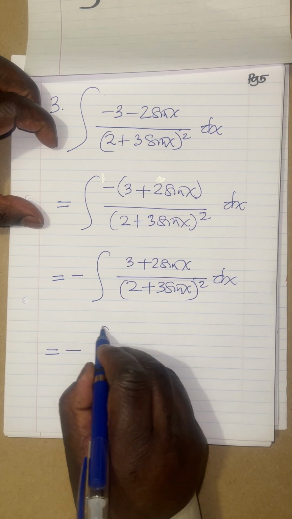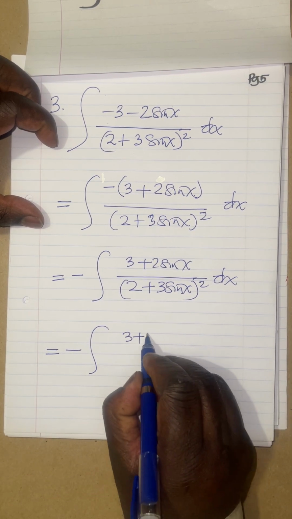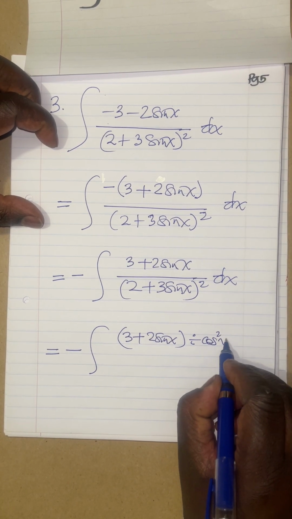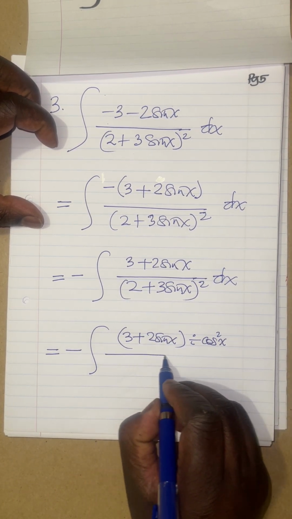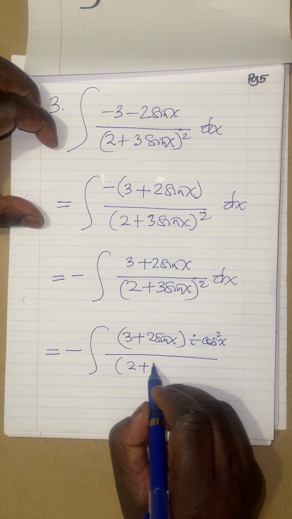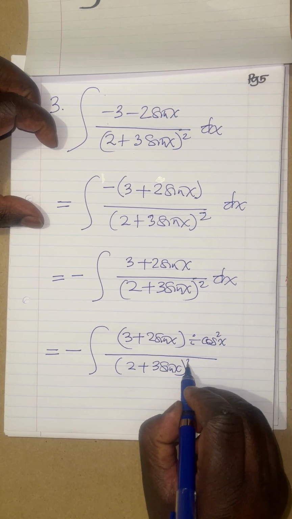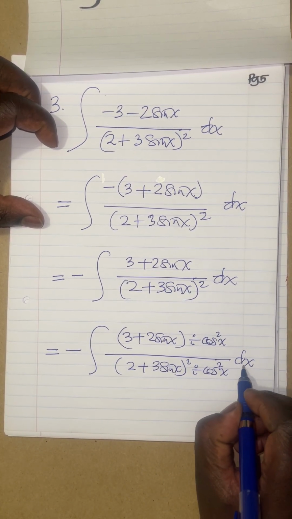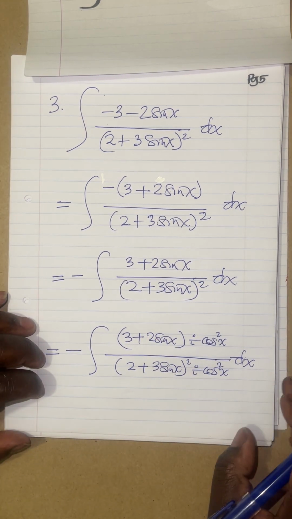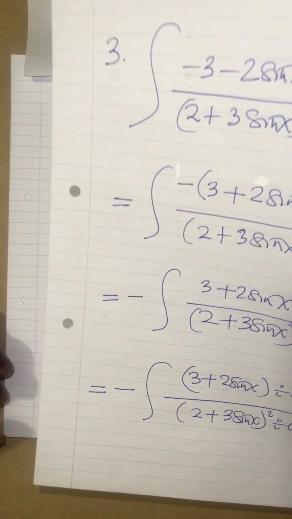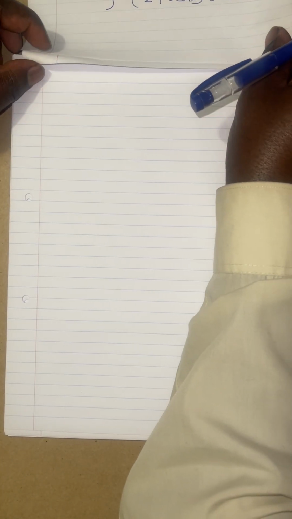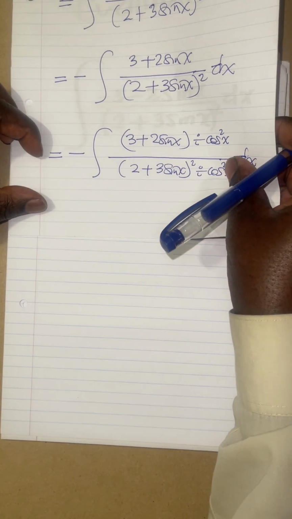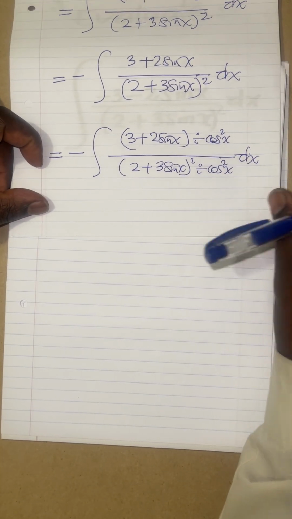Watch what happens. The integral of 3 plus 2 sine x divided by cos squared x, and the assumption is cos squared x is not equal to 0. We're dividing this by 2 plus 3 sine x all squared divided by cosine squared of x, dx. Now, because the two expressions are quite big, I'm going to work on the numerator separately, denominator separately, and then bring them back in.